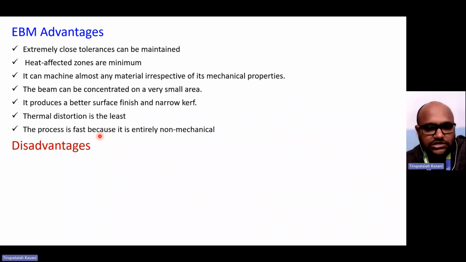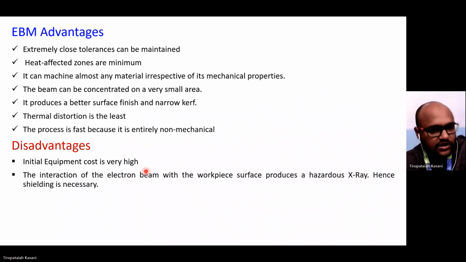And the process is fast because it is entirely non-mechanical. Okay, and the next one is the disadvantages. Initial equipment cost is very high. The interaction of the electron beam with the workpiece surface produces hazardous X-rays. That is obvious. Hence, shielding is necessary.